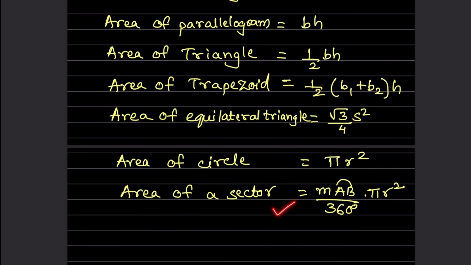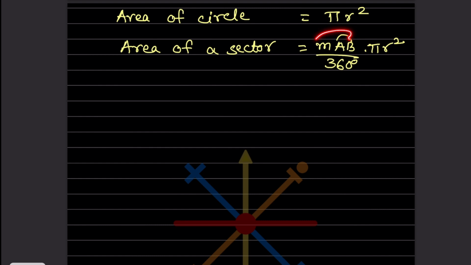Area of a sector means the measure of arc AB divided by 360 into pi r square. See here, you should remember that the area formula is pi r square, and whenever the length is given, that will be 2 pi r. So here the area is pi r square. This we have to remember.